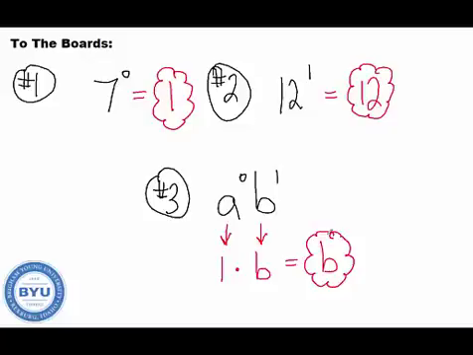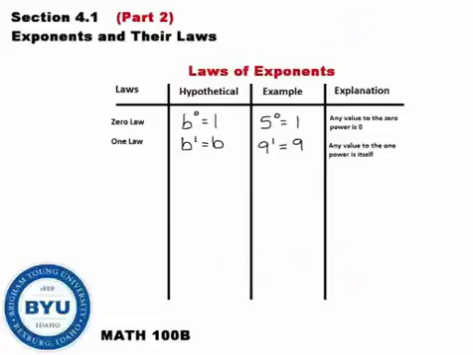Let's move on to part 2 of the lesson. Good luck. Hello and welcome back to part 2. In the first part, we learned about the 0 law and the 1 law, that anything to the 0 power equals 1, and anything to the 1 power equals itself. We want to talk now about 2 more additional laws. The next law is the product law, or product rule, as some people say.